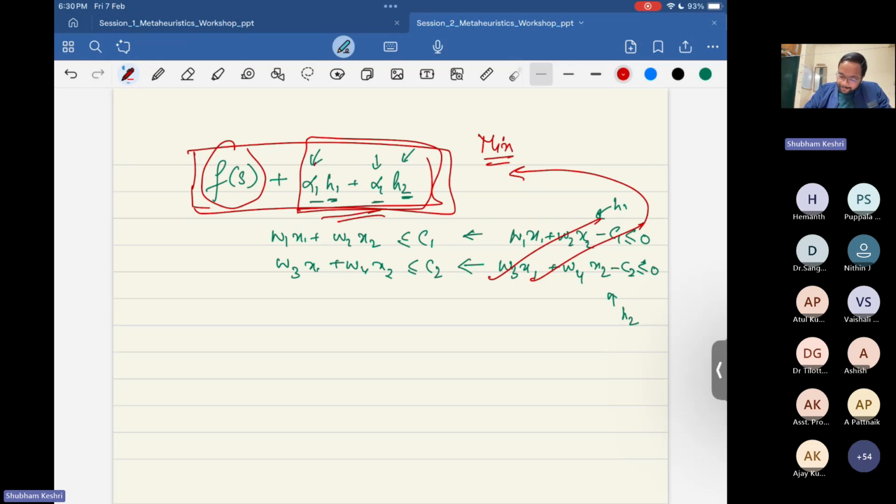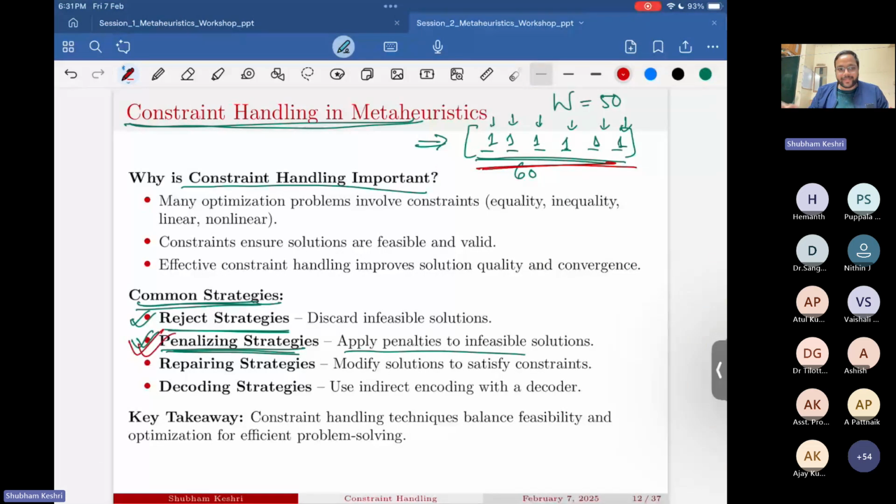So we are weighting the violation and then adding it to the objective function. The more violation there is, the worse my objective function is. The less violation there is, the less worse my objective function is. And we will guide the search using that. So we will just remove this constraint and add a penalty to the objective function. This is the penalizing strategy. There was one hand up. Yes, please speak up.